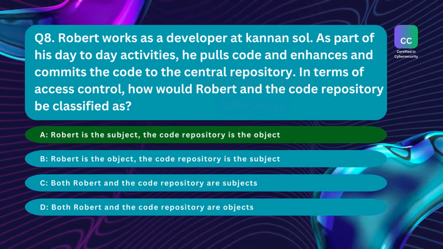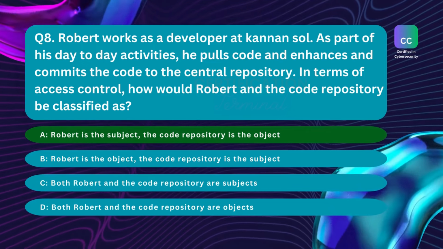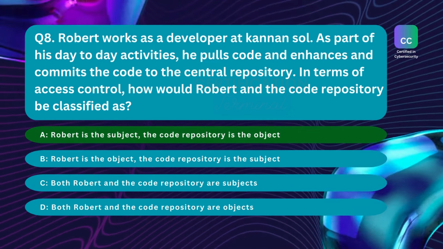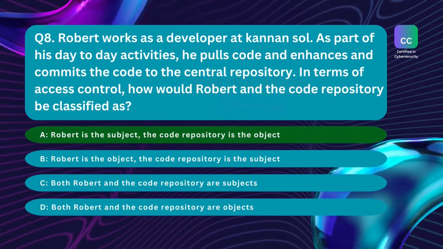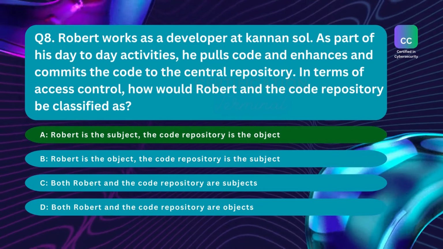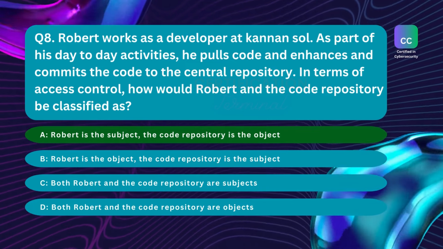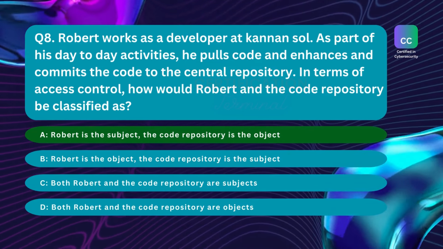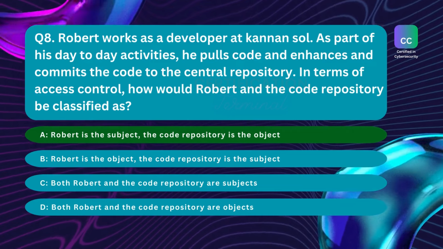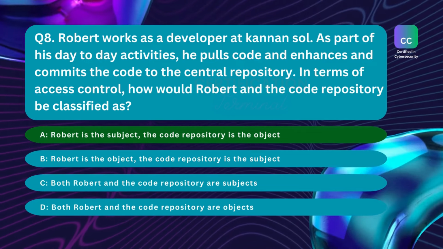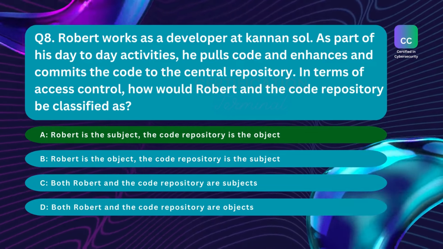In access control, a subject is the entity that requests access to a resource. In this case, Robert, who is trying to access the code repository, is the subject. The object, on the other hand, is the resource that the subject is attempting to access. In this scenario, the code repository is the object.